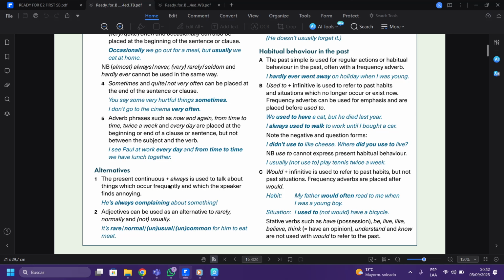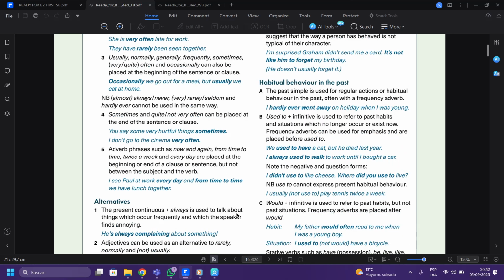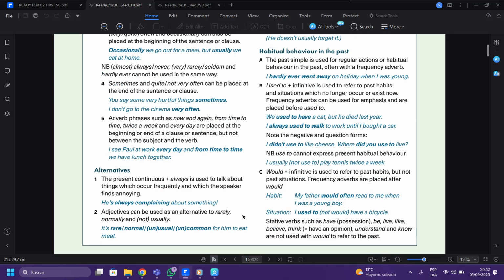Number 2, adjectives can be used as an alternative to rarely, normally, and not usually. For example, it is rare, it is normal, it is usual or unusual, or it is common or uncommon for him to eat meat. That is the way that we can use these adverbs.